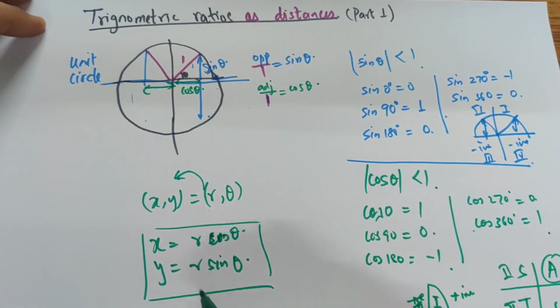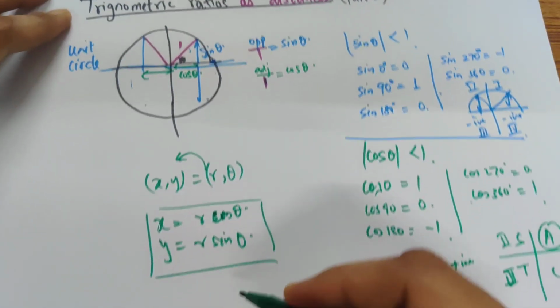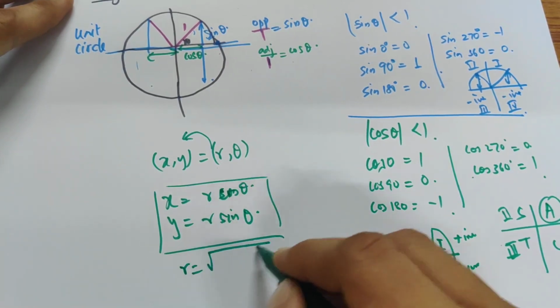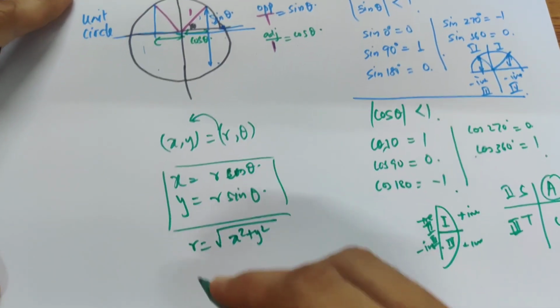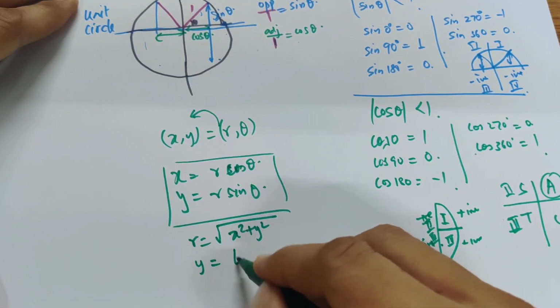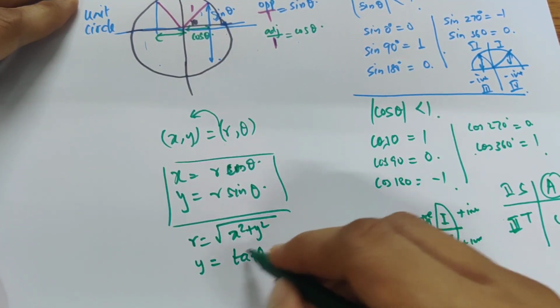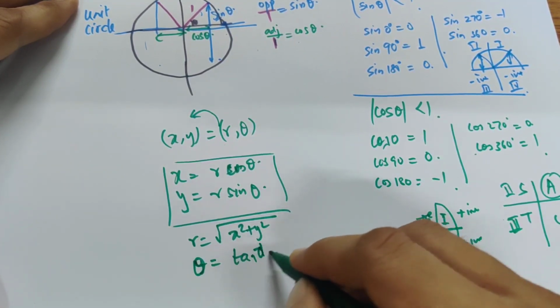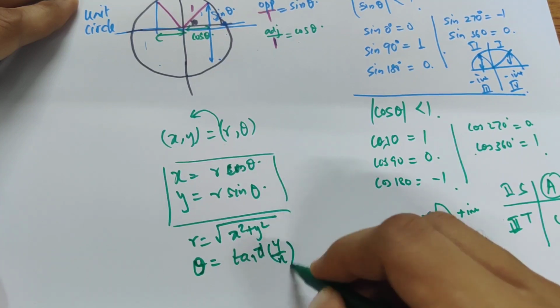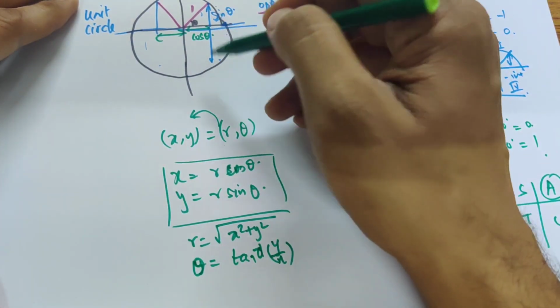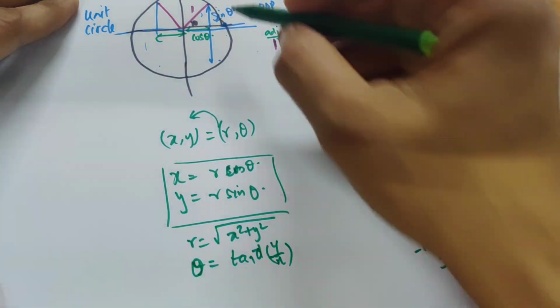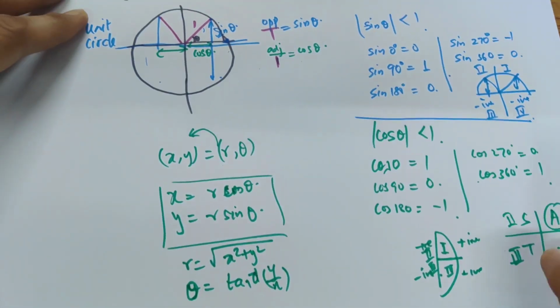And of course, if you wanted to go the other way, then r is square root of x square plus y square, and theta is equal to tan inverse of y by x, the ratio of y by x, because that's tan theta. Sin theta by cos theta is tan theta.